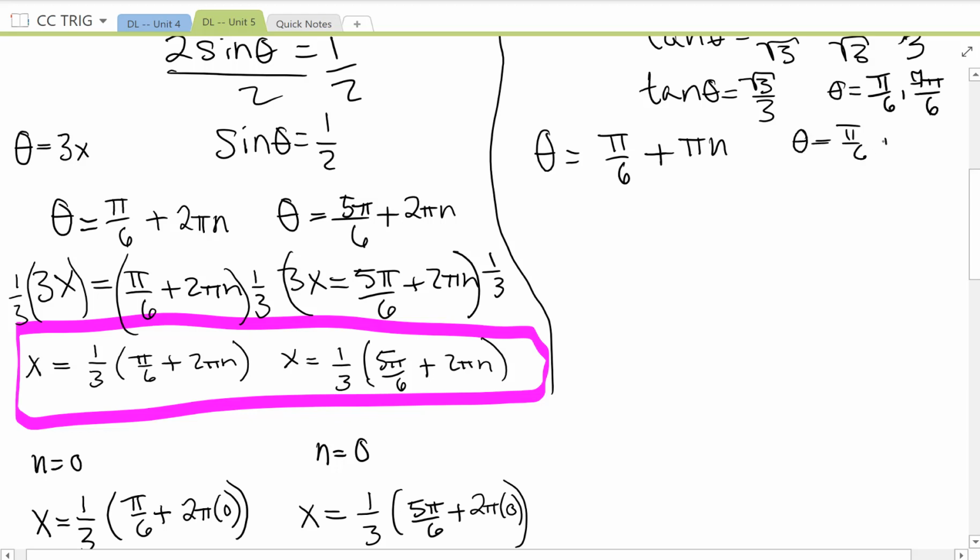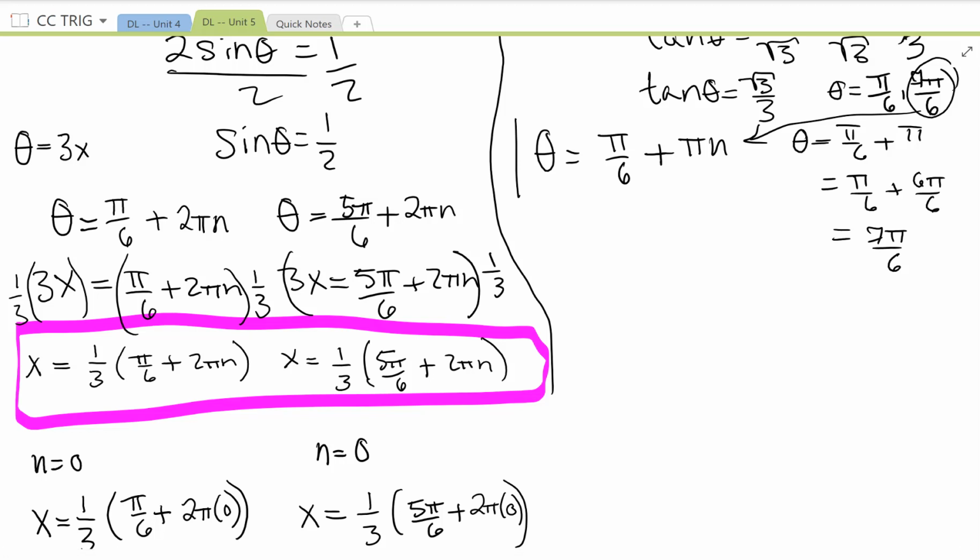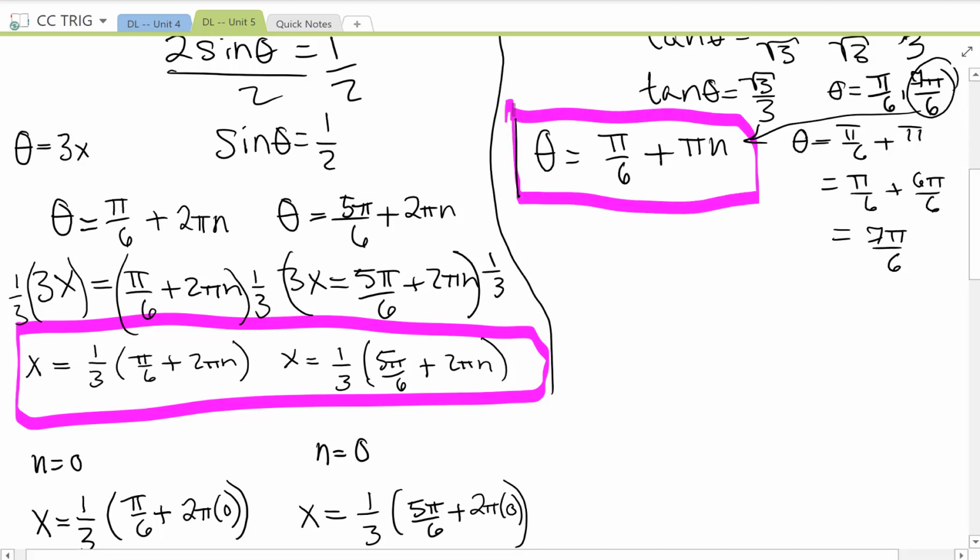Pi over 6 plus pi. Pi over 6 plus 6 pi over 6. That's 7 pi over 6. So the answer 7 pi over 6 is embedded in this expression. It's already there. This expression right here is full coverage. Okay, so that's the answer for part A.